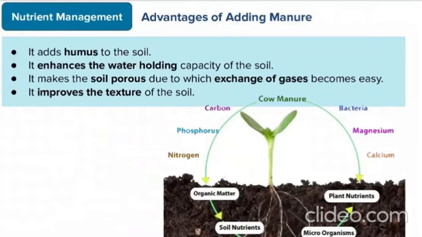Now, what are the advantages? First one, it adds humus to the soil. Then it increases water holding capacity because it is organic in nature. It makes the soil porous, so gases can be taken in and out very easily. And the texture and appearance of the soil is also improved. So manure is overall very good because it's organic.